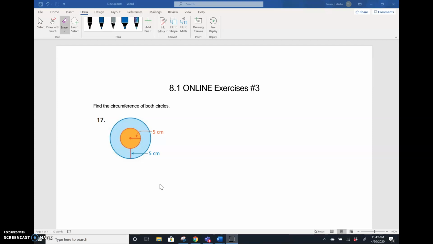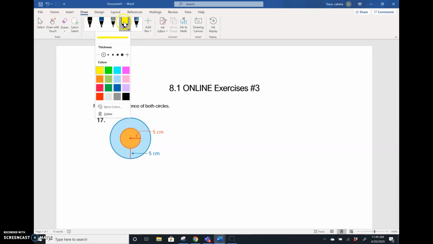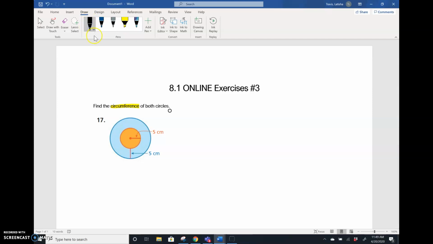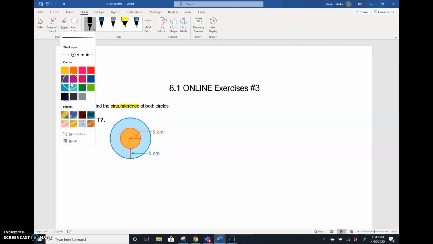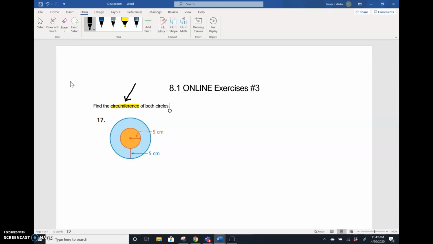First of all, let's talk about what circumference is. The definition of circumference is the distance around a circle, okay? If we're thinking about the distance around something, it is basically the same as the perimeter. So when you see circumference, think perimeter. Just write this really quickly.